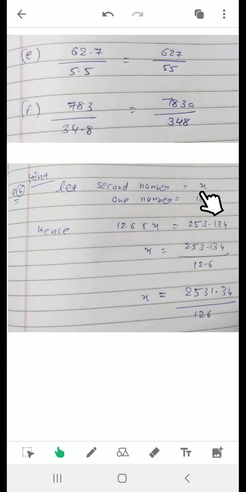Let the other number be x, the first number is 12.6. Now what is given is that the product of these two numbers, 12.6 multiplied by x, equals 253.134. Now this is multiplication, so we will go to division, and you already know how to divide a decimal by a decimal. Count the decimal places, then subtract, and then put the point again. Here the decimal places in the numerator are 3, in the denominator it is 1, so 3 minus 1 is 2, so put the decimal after 2 digits in the numerator.